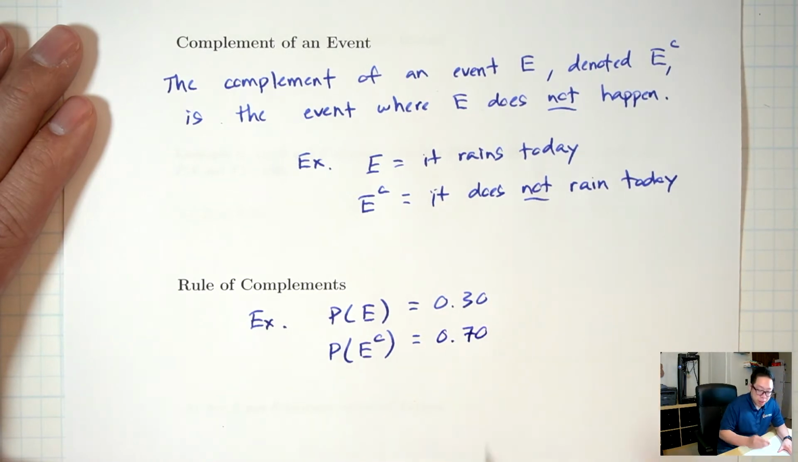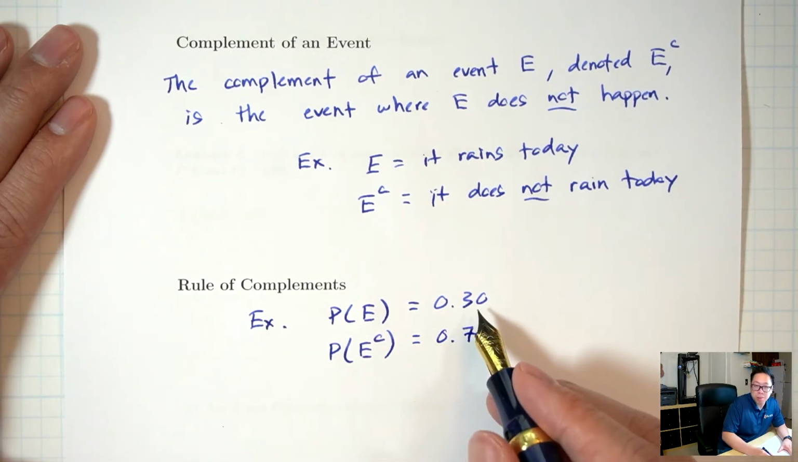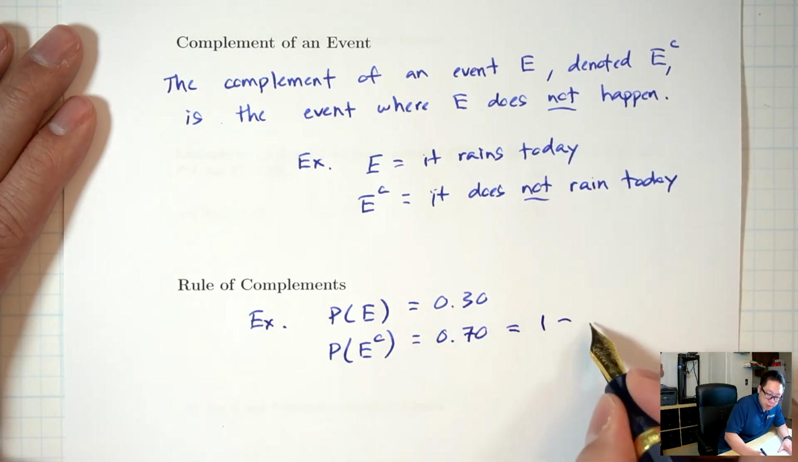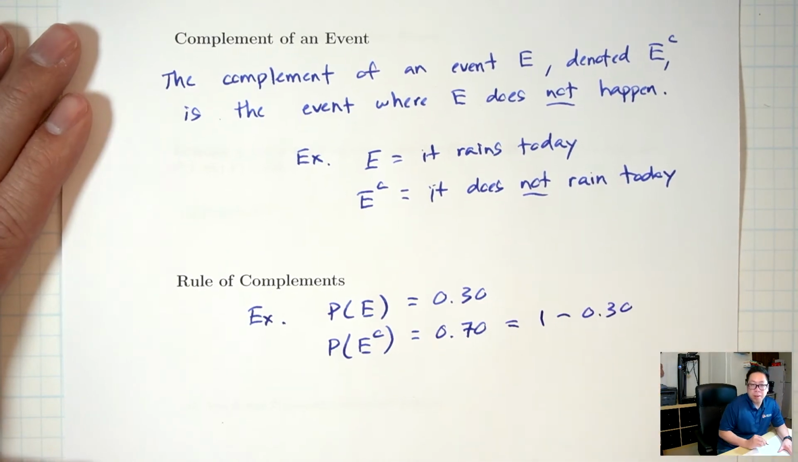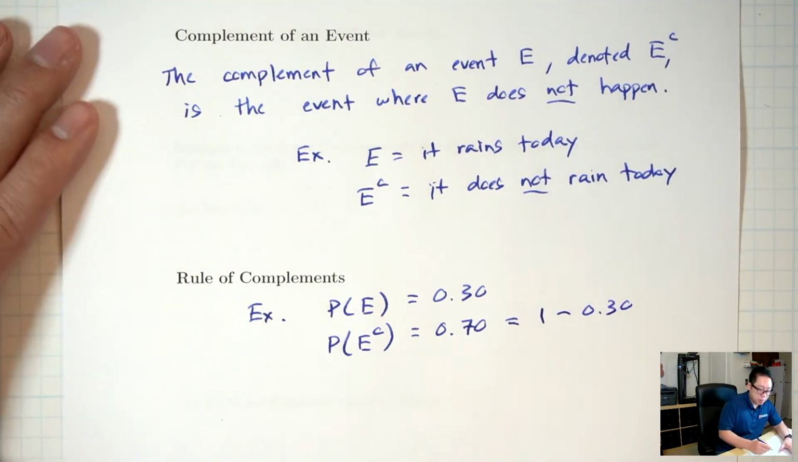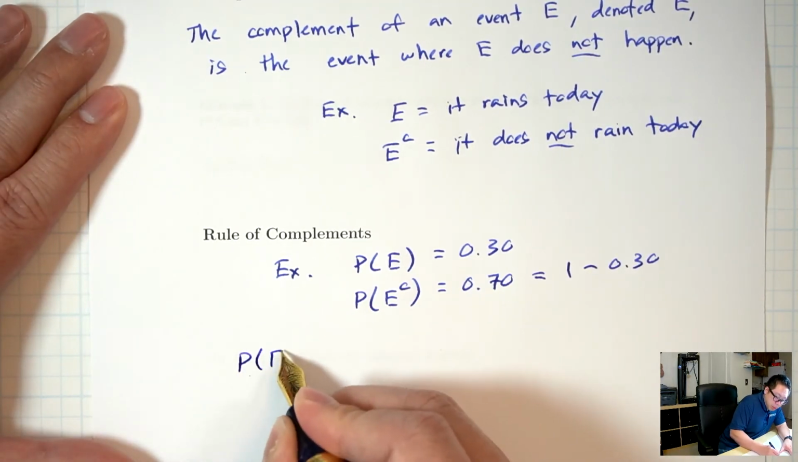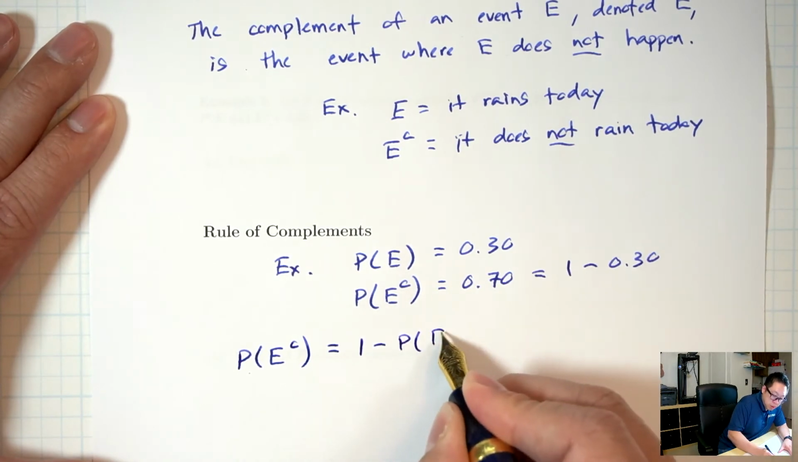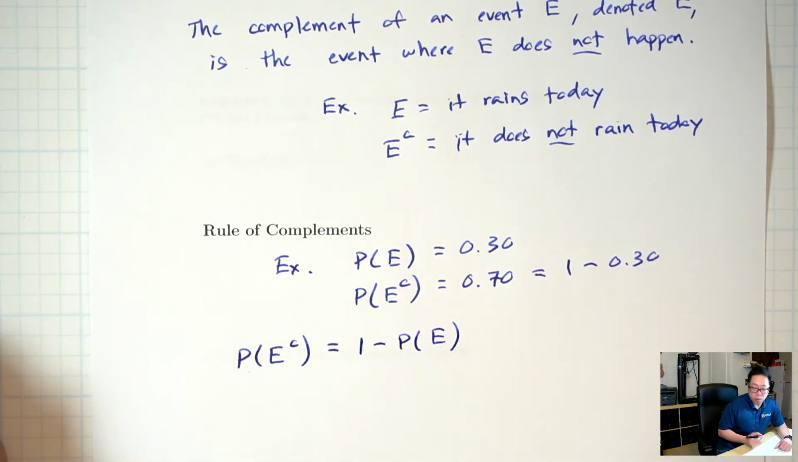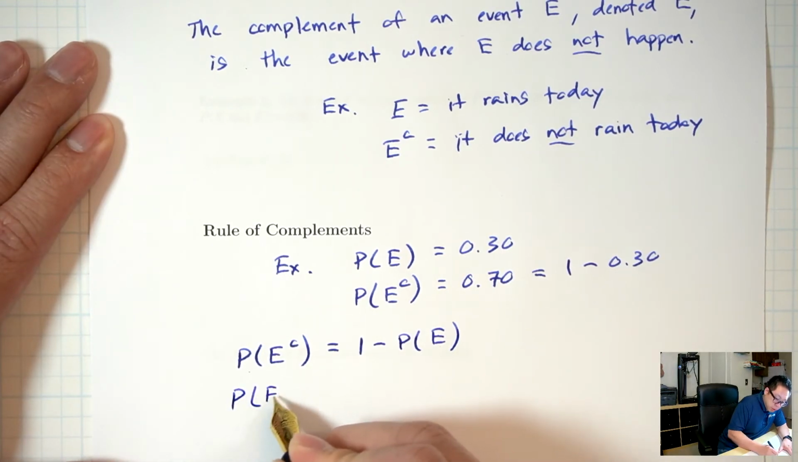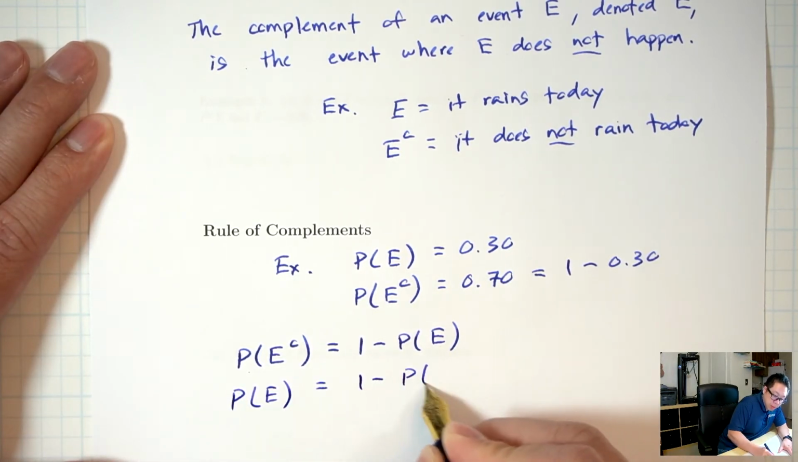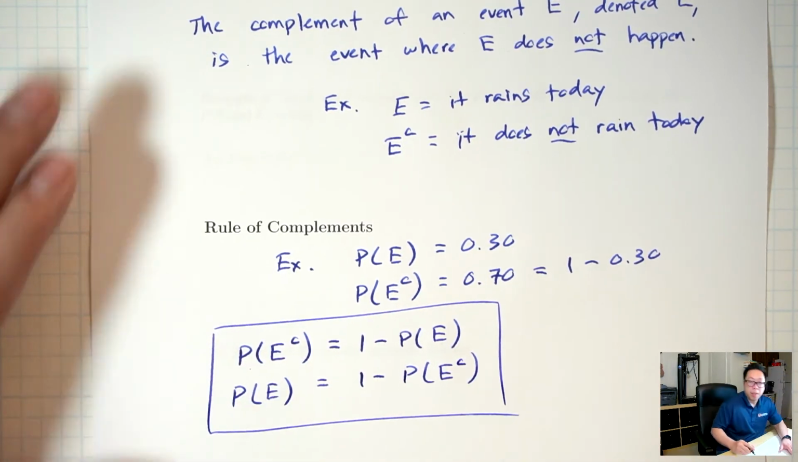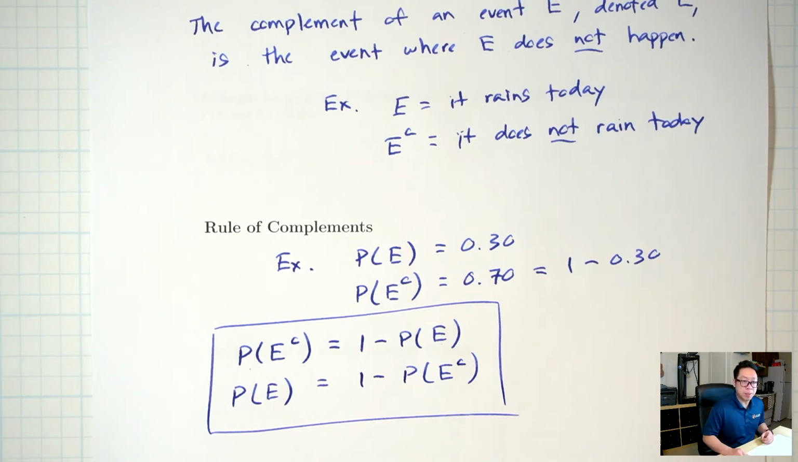And what math did you do to get 70%? Well, you took 100% minus 30%, or in decimal form, you took 1 minus 30%. And that's all the rule of complement says. If you want to find the probability of the complement, you just take 1 minus the probability of the original, or vice versa. If you want the probability of the original, you can do 1 minus the probability of the complement. So this is just a formula for finding not.